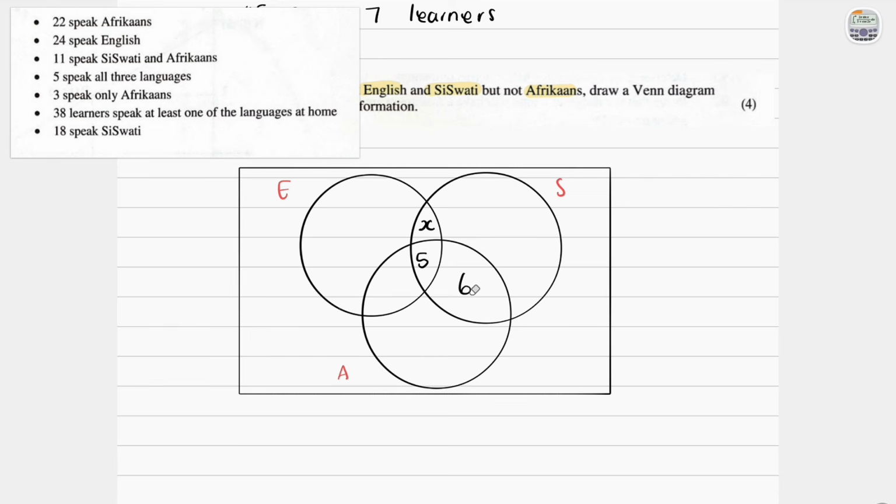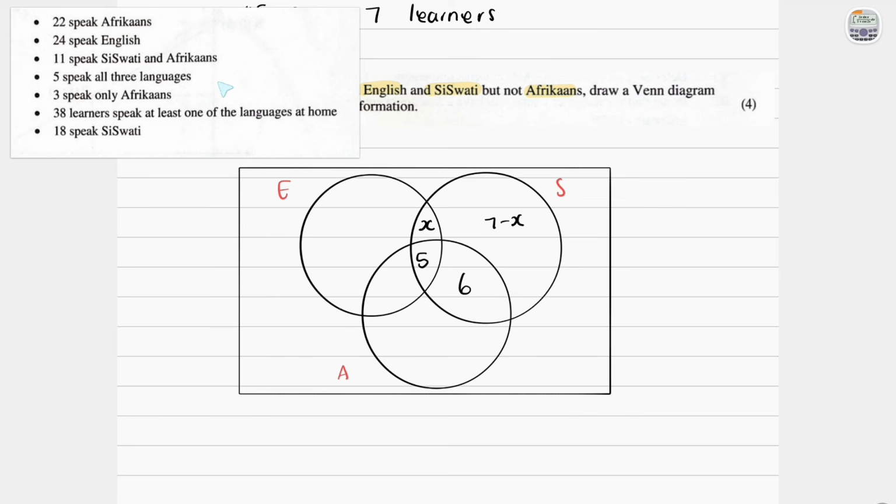Now, do you see how the intersections in Siswati are filled in already? X, 5, and 6. So now we can consider that they said 18 learners speak Siswati. In total, they should add up to 18, meaning in order to find the learners who only speak Siswati, we will say 18 minus 6 minus 5 minus X. So 18 minus 6 is already 12, then minus 5 is 7. So it's 7 minus X. That's what we'll have here.